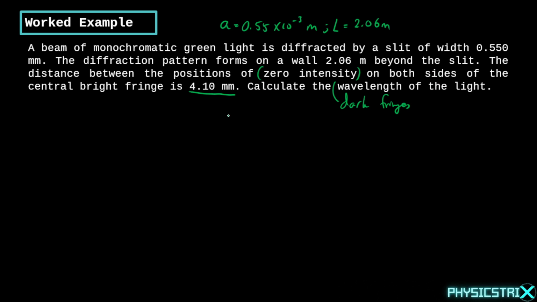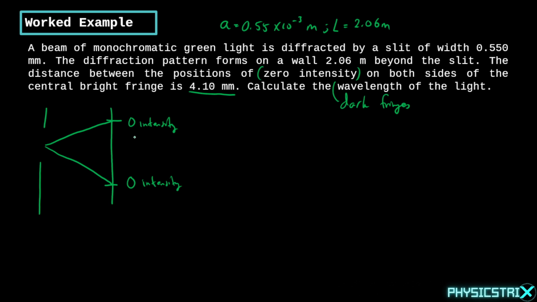The last part doesn't give us an exact variable to pinpoint it, so we need to redraw what we have, which is the center, just a single slit. Let's have a point from here. This is my first zero intensity, and then I will have another one down here, zero intensity again. On the top one, I can label it as m equals 1, and at the bottom one, m equals negative 1.